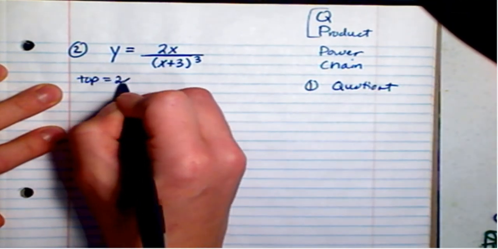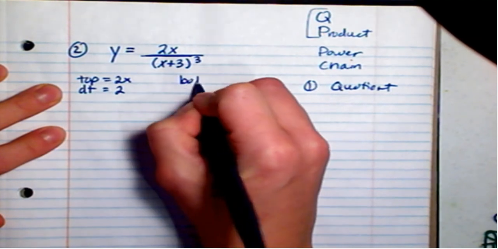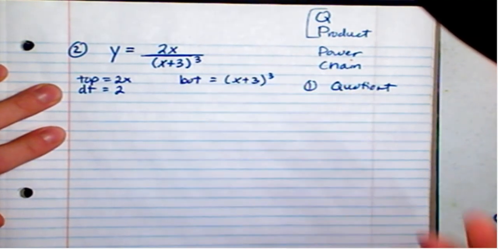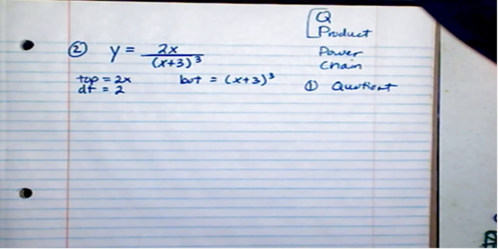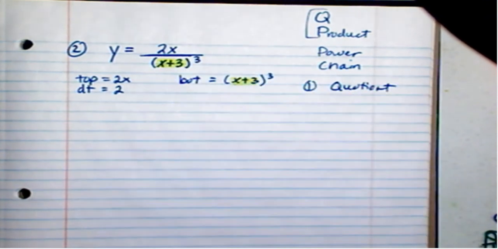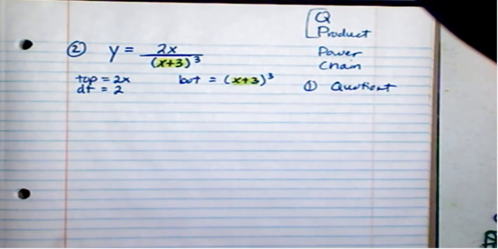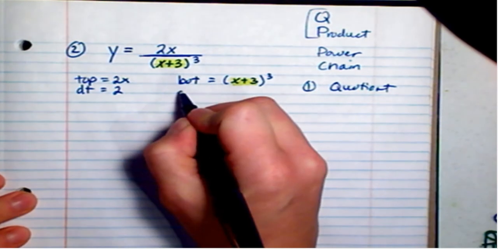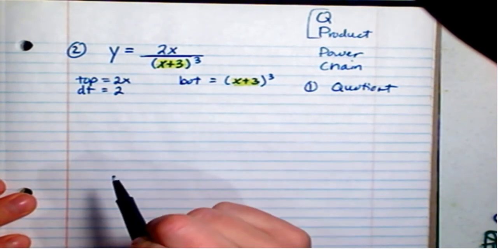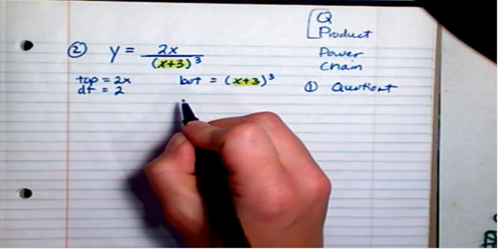Top is 2x. Derivative top is 2. Bottom is. Notice that when you get to the bottom, okay, so I'm highlighting what appears to be the inside. Notice that you have other pieces that aren't highlighted. That means that this is a quotient. Now, when I get to the derivative of the bottom, that's where it gets a little tricky. Okay, so I need to set it up.